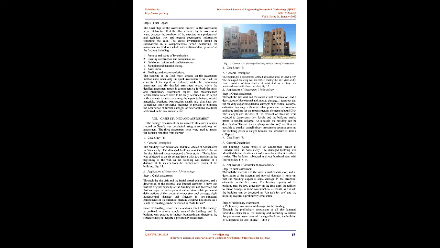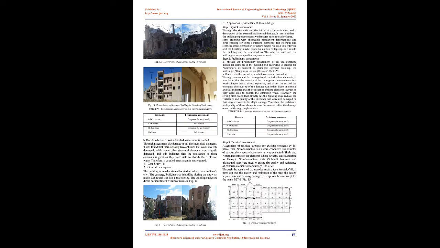The damaged building was identified during the site visit and it was composed of 4 stories. The building was subjected to an air bombardment with 2 missiles at the beginning of the war, as the bombing was indirect at a distance of 12 meters from the northeastern corner of the building, Fig. 11. B. Application of assessment methodology.